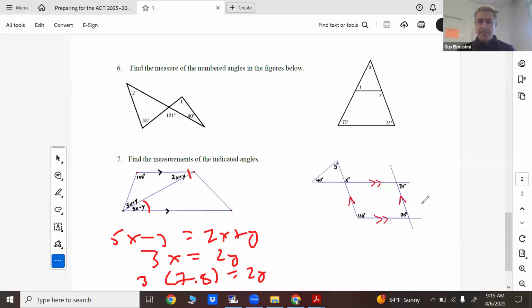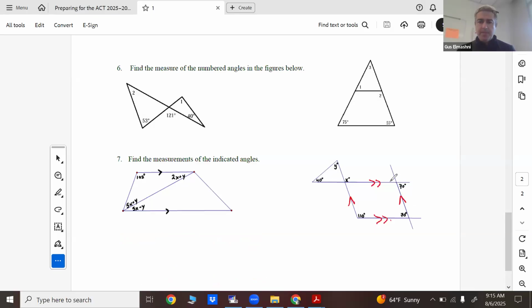Last one. So here's the deal. If that's 110, that's 70. So X has got to be 110. That means that's 70. 40 and 70 is 110, so Y has to be 70 also. And there we go.